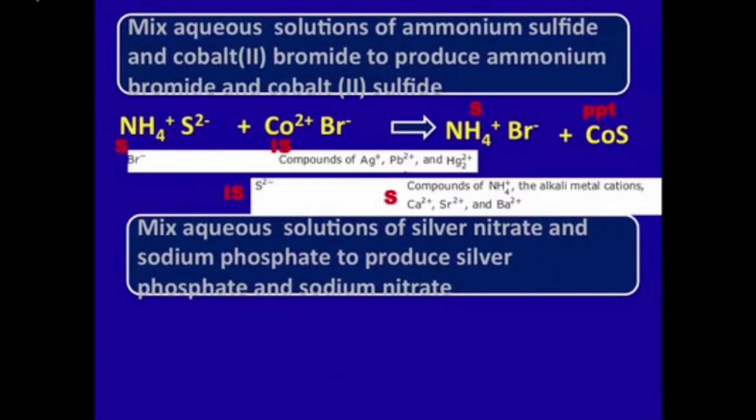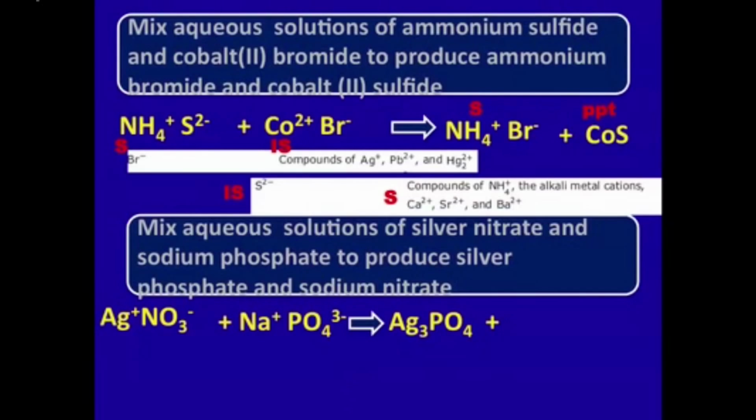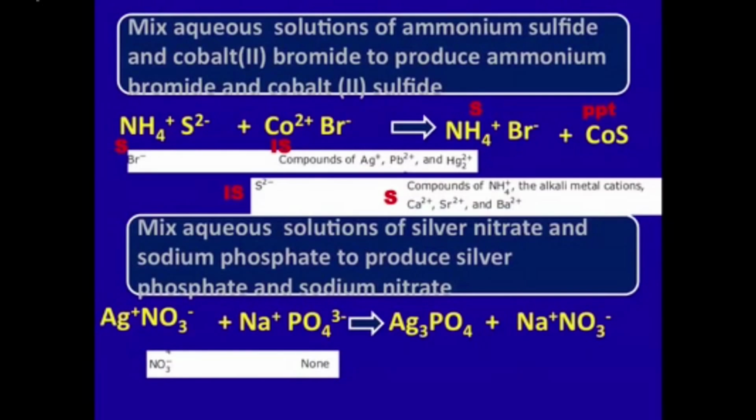All right, let's look at the next one. Mix aqueous solutions of silver nitrate and sodium phosphate to produce silver phosphate and sodium nitrate. There's my silver nitrate combo. There's my sodium phosphate. Again, I have not yet crossed over. There is my silver phosphate and my sodium nitrate. Now I can pull off of the periodic table. NO3 1- is soluble, and there are no exceptions to that. So anything combined with NO3 is going to dissolve in water, which gives this a soluble mark.